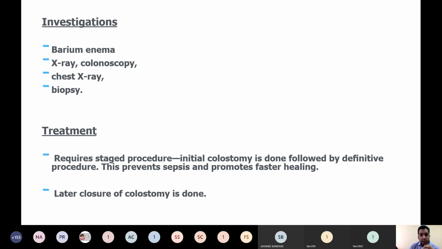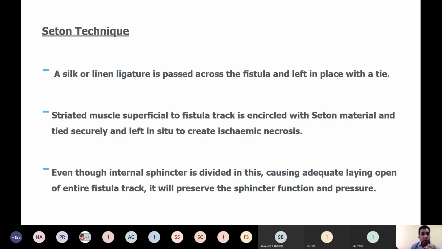Now there is something called the Seton technique, which you people should be aware of, wherein you use silk or linen ligatures to pass through the fistula, and you tie it. What happens is due to the pressure, there will be ischemic necrosis of the muscle, and it starts cutting. This is a very lengthy procedure. It takes about 3 months. Every week the patient has to come to get it tightened, as it is cutting through the multiple layers of muscle and mucosa. The trick here is it induces ischemic necrosis and thereby slowly cuts the fistulous tract.